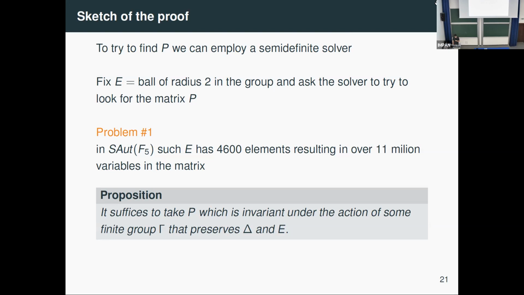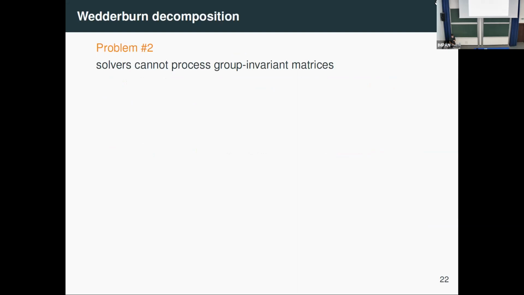There is a way to symmetrize this problem and reduce the number of variables. First of all, we can take a certain finite group that acts on the ball of radius 2 in SOF5. It turns out that the whole problem can be considered to be invariant under the action of this group. This is just done by averaging, because the group is finite. Once you average the problem, you end up with matrices that are invariant with respect to some kind of group action. These are matrices indexed by the ball of radius 2, and they will be constant on the orbits of the action of that finite group.